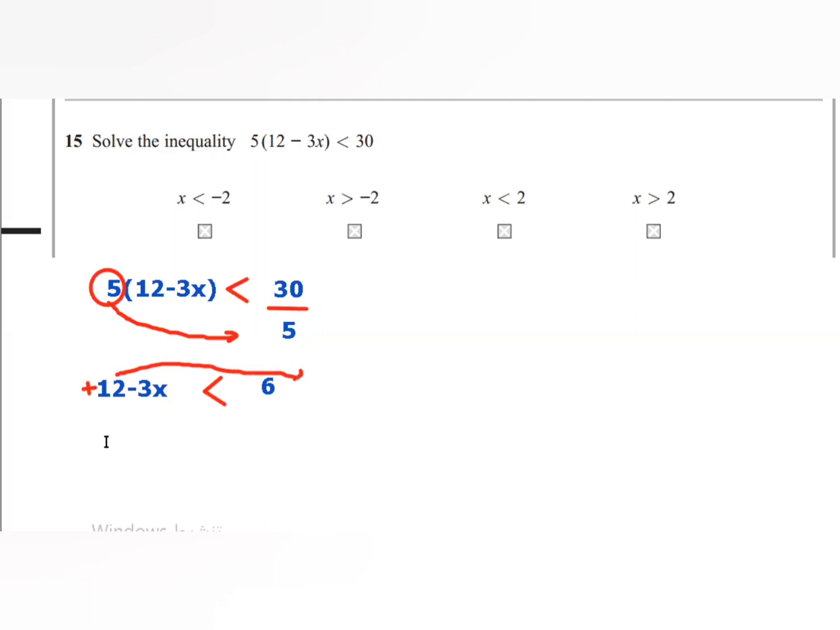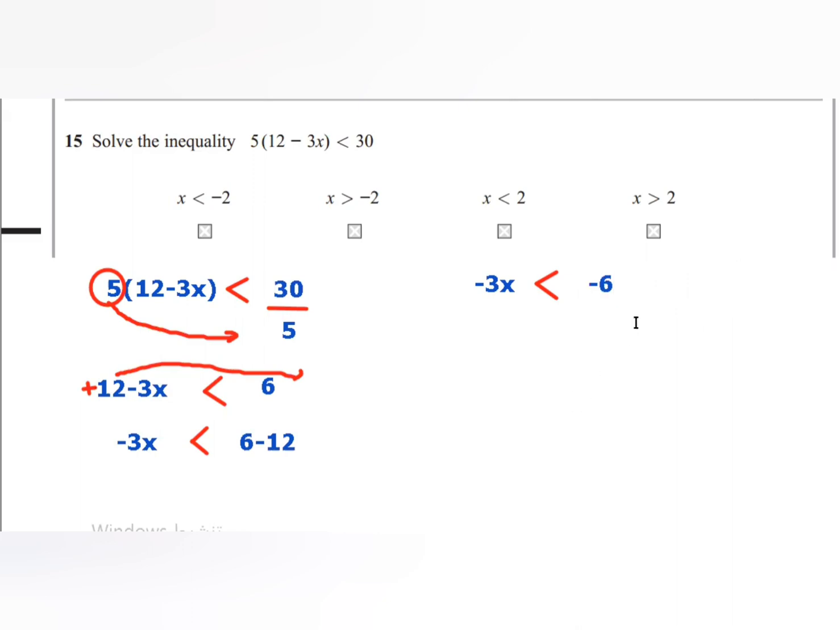So I'm going to end up with what? Minus 3x. And then the sign. And then we have 6 minus 12. Now focus on the steps. Make sure that you do one step at a time so you won't get confused. Now this one means what? 6 minus 12 is going to be, very good, minus 6. So let's write it here. So we have minus 3x, and then the inequality sign, which is smaller than, and then 6 minus 12 equals minus 6.